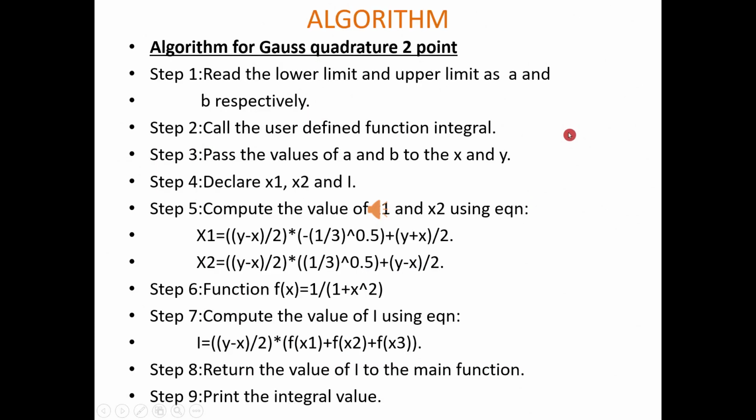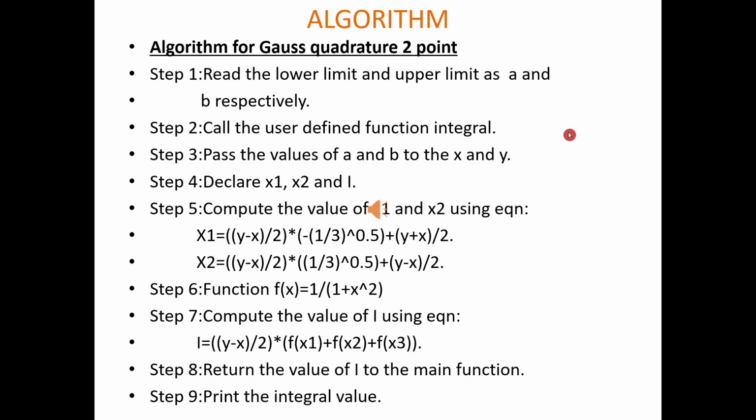Now let us discuss the algorithm. Algorithm for Gauss quadrature 2-point. Step 1. Read the lower limit and upper limit as a and b respectively. Step 2. Call the user defined function integral. Step 3. Pass the values of a and b to x and y. Step 4. Declare x1, x2 and I.